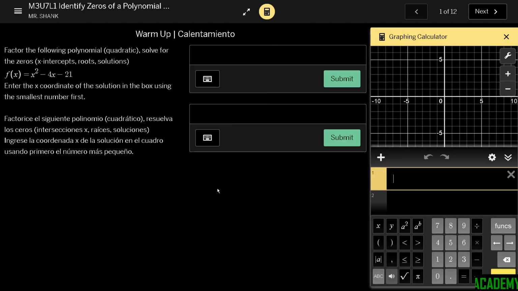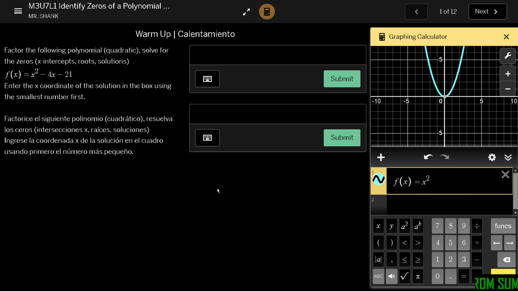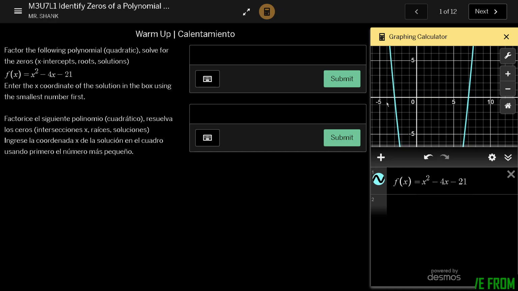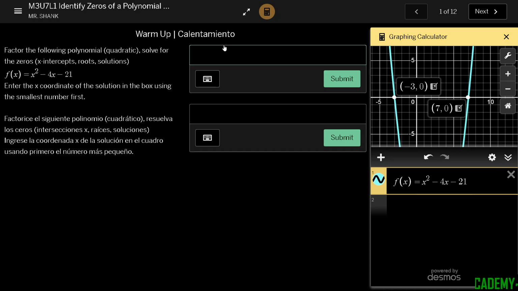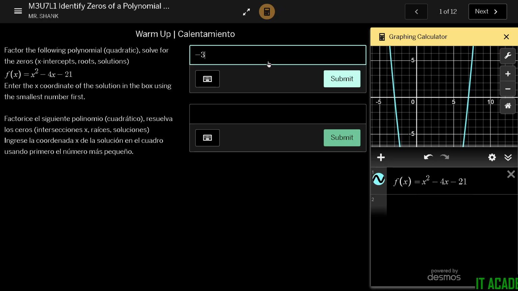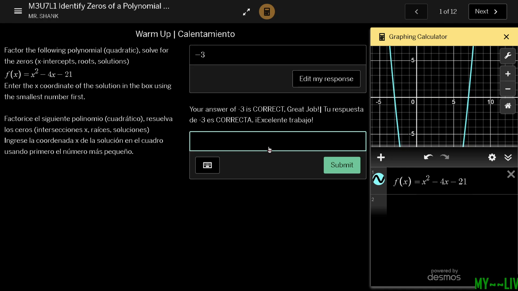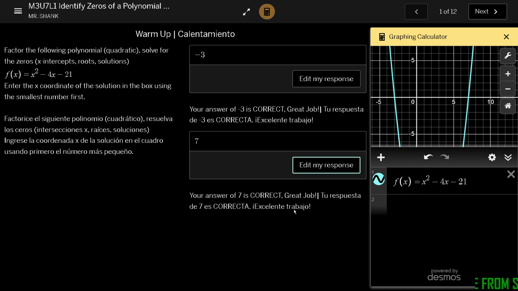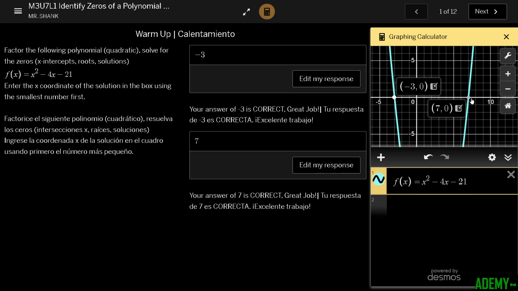So in this equation, it says we have f of x equals x squared minus 4x minus 21, and I'm looking for those x-intercepts, those roots, solutions, or zeros. And so what I can find is where that curve hits the x-axis. So I'm going to say, all right, first one is going to be -3, and the second one is going to be +7. And it says enter the x-coordinate of the solution in the box using the smallest number first. So let's use the number to the furthest left. So I'm going to say -3 is going to be that first one, and +7 is going to be that second one.